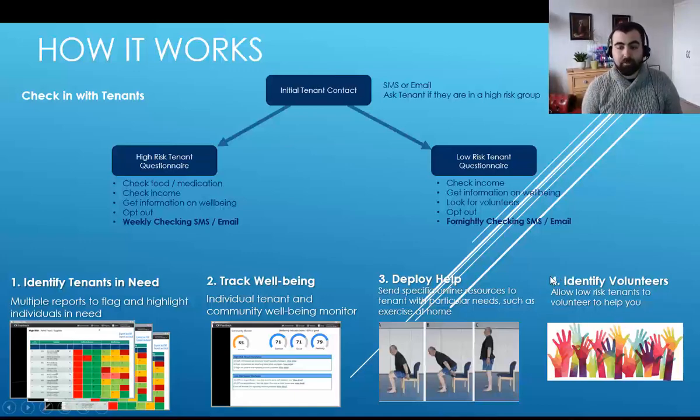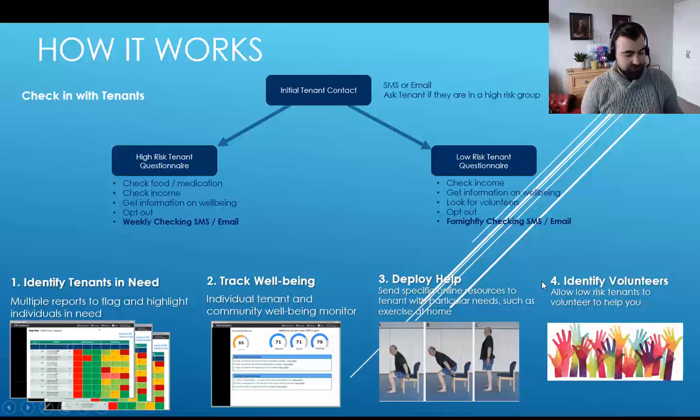We can identify people within our tenant base who are willing to volunteer some of their time or some of their own resources. And we can then deploy them to various organisations or charities or functions you have within your own housing association, which will allow them to be put to best use in helping the more vulnerable tenants in the community. And I think as time goes on, that's going to become a really important factor in enabling us to provide a service to the tenants that's going to help them through this crisis.